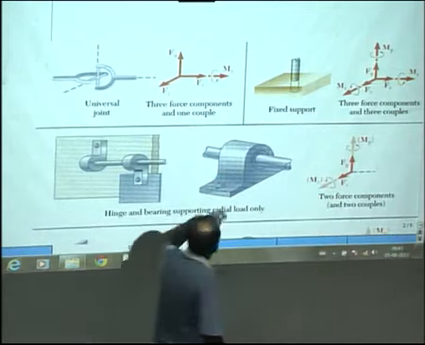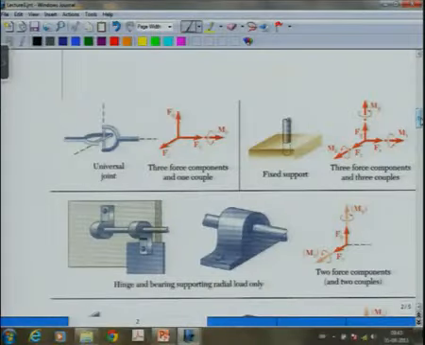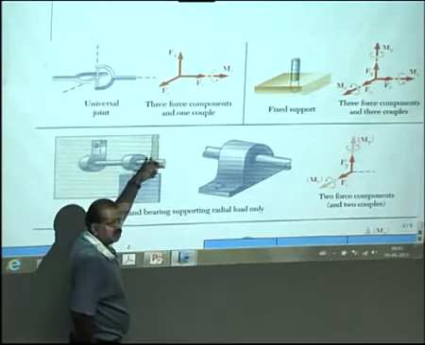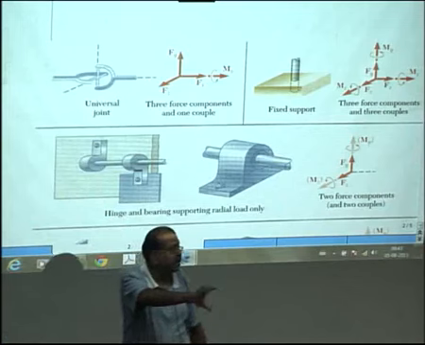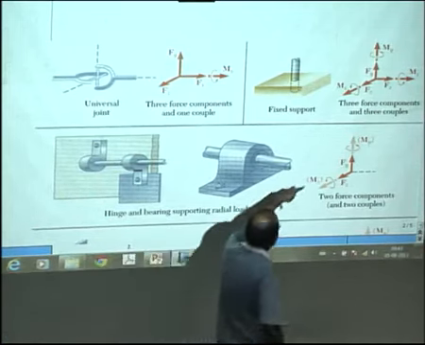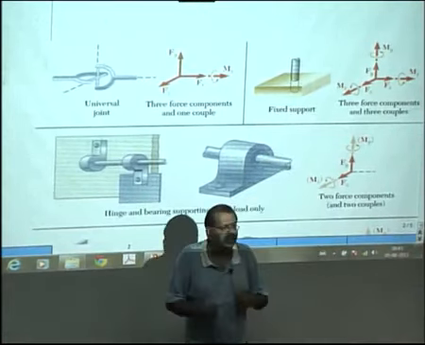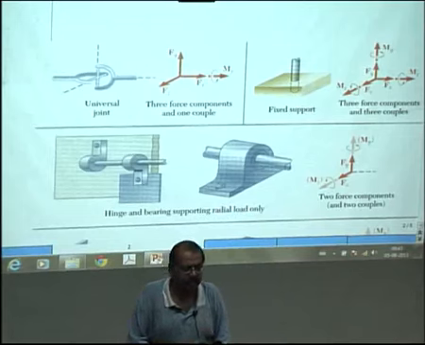And also, because it's a circular bearing, it allows a free motion about the axis like this. So that means there will be no moment provided along the x axis by this bearing, whereas it prevents a rotation along y and z. So therefore we have two force components and two couples.